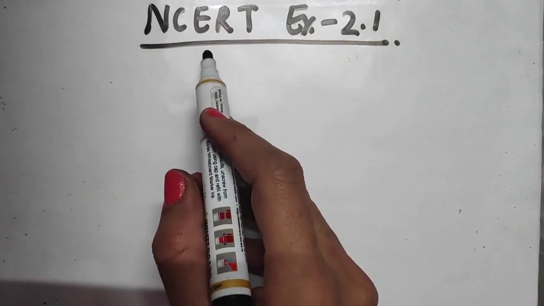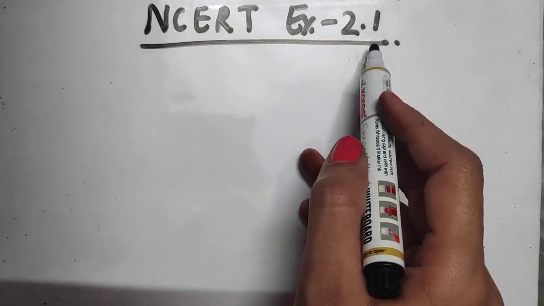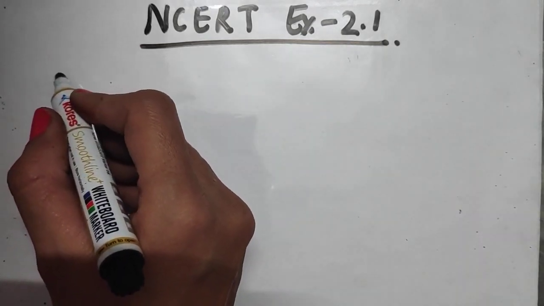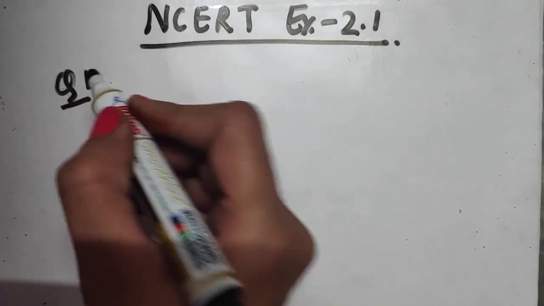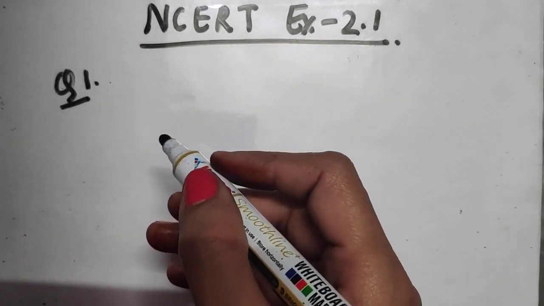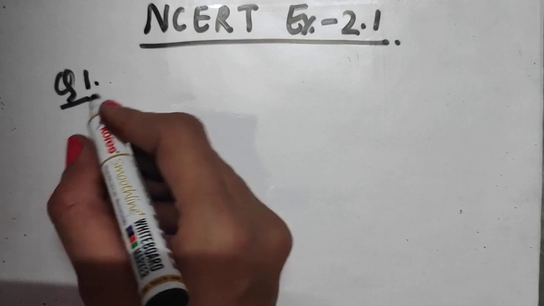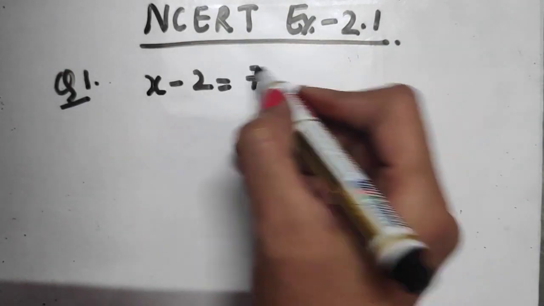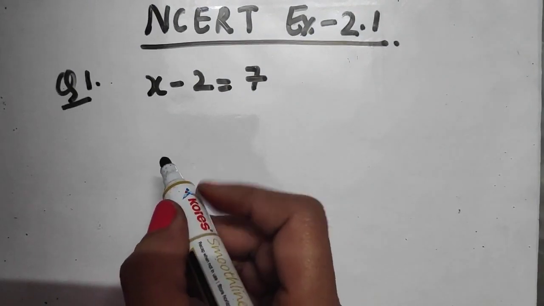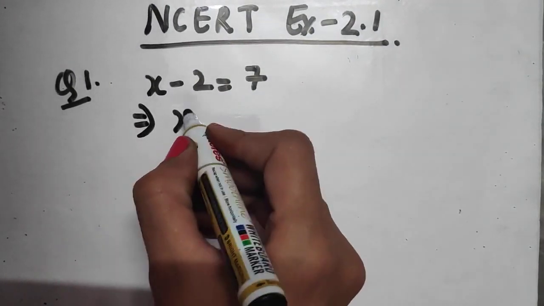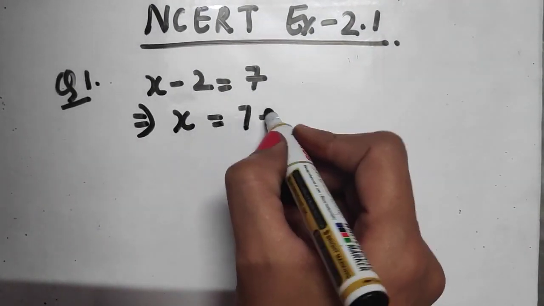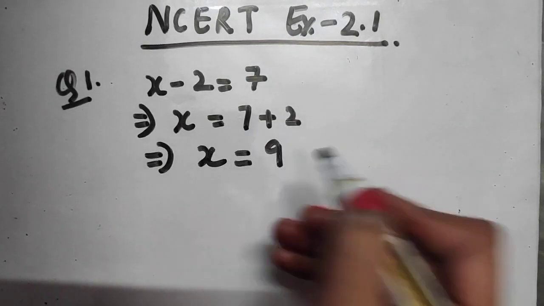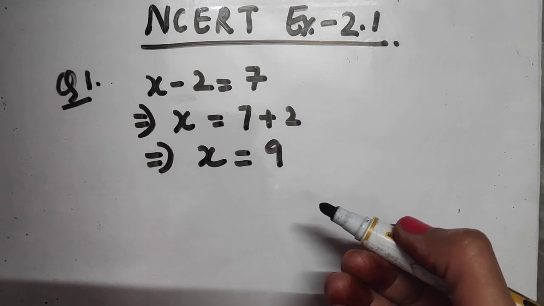Now I am going to discuss a few questions of NCERT exercise 2.1. Question number 1 is, in all these questions basically you are supposed to solve the following equations. Question number 1 I am solving, that is x minus 2 is equal to 7. You are supposed to solve all the questions as I told you. So x is equal to 7 plus 2. So what is the value of x? That is equal to 9. This is a very simple question.